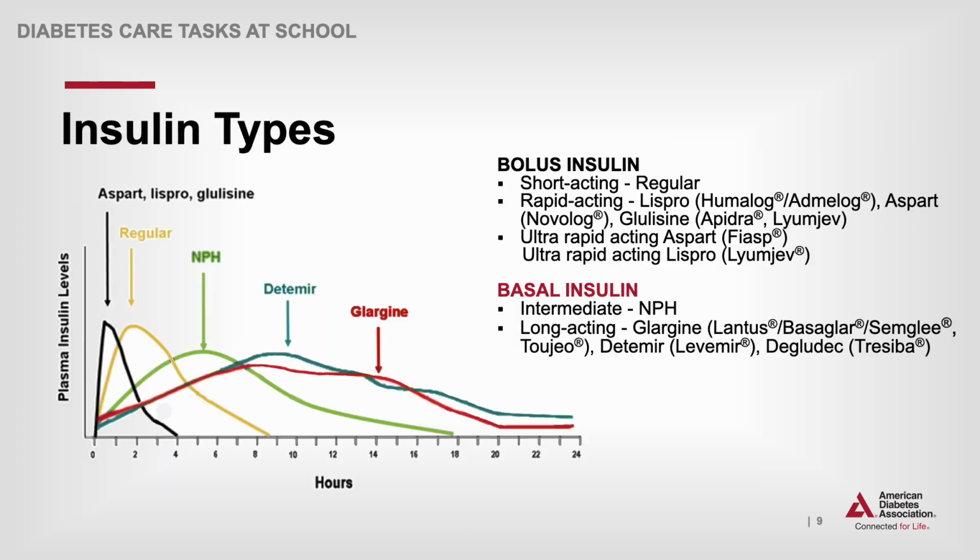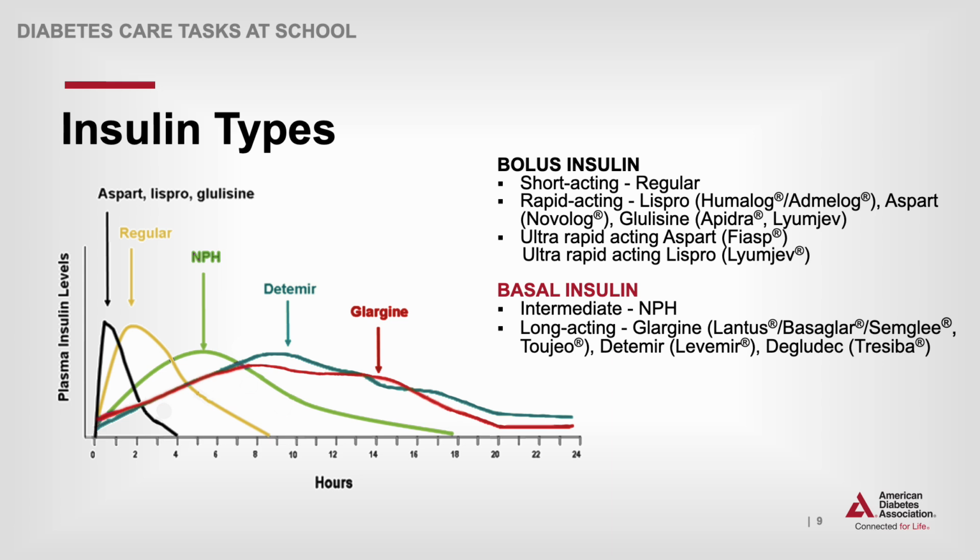The graph on this slide represents the action patterns of insulin types in use today. The intermediate and long-acting insulins provide basal insulin concentrations, and doses are adjusted based on the student's pattern of blood glucose. They are not used for acute treatment of high blood glucose levels and are not generally given at school or before meals. Intermediate and long-acting insulins are referred to as basal insulins.